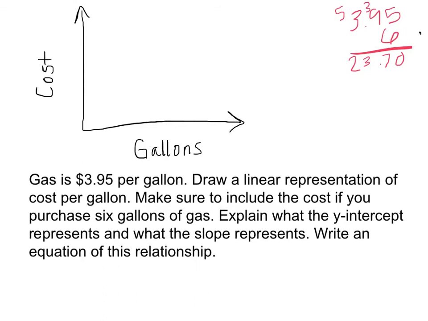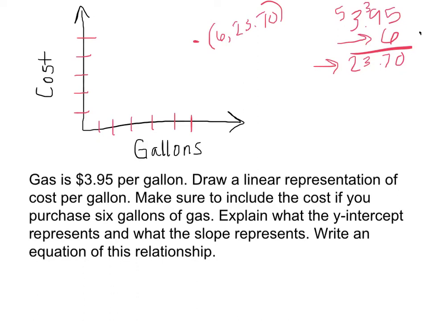Well, we know that we were buying 6 gallons of gas, and the cost is $23.70. So that's our point. Our point is (6, $23.70). So let's see if we can make that happen on here. There's 6, and so I'm going to go up by 5s. 5, 10, 15, 20, 25. So somewhere around here would be a point that would represent 6 gallons that cost $23.70. Okay?